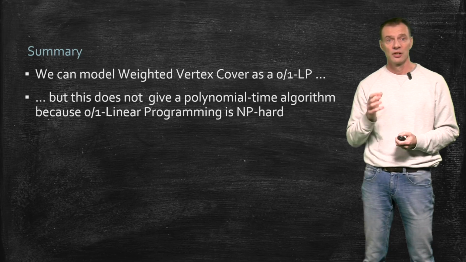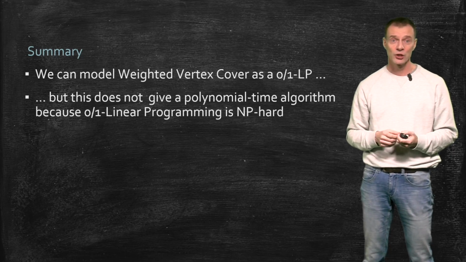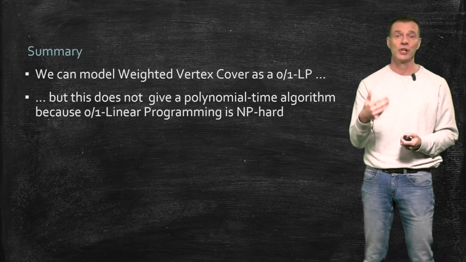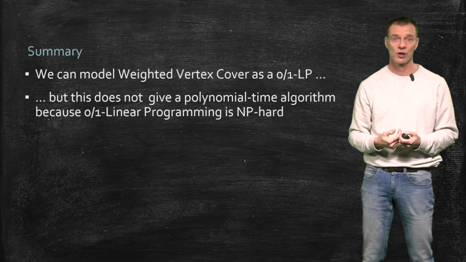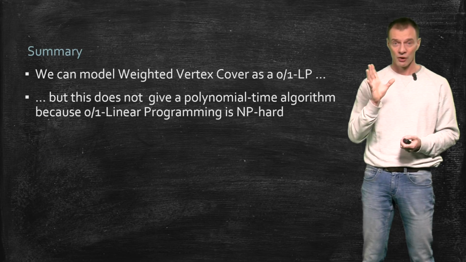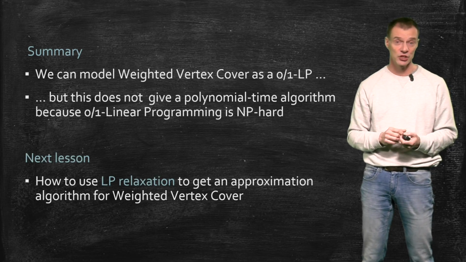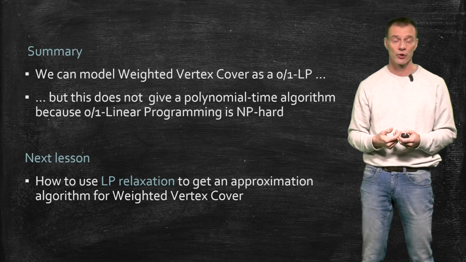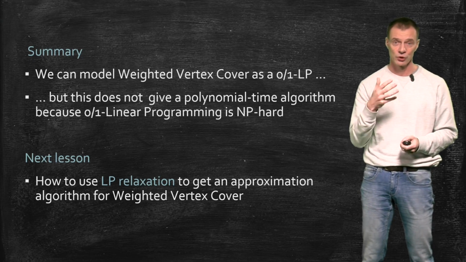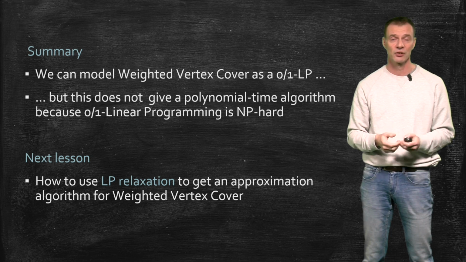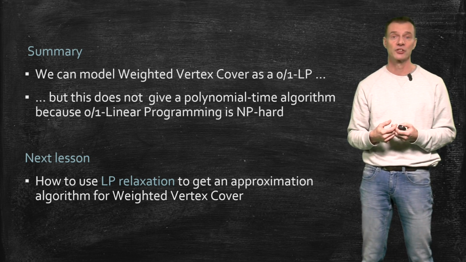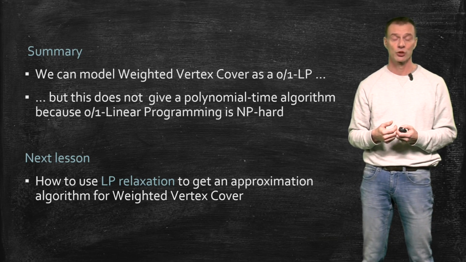Well, that's not quite true. I mean, even though we know that a 0, 1 LP is slow, we can still, by a very nice trick that we'll see in the next lesson, use this idea to come up with an approximation algorithm. So that's what we're going to do in the next lesson. Take the 0, 1 LP, modify it a little bit, and then, as we will see, we will be able to get an approximation algorithm.